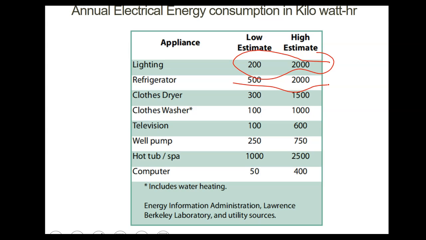Other appliances that consume a lot of energy are clothes dryers, washers, TV. Not anymore. Now TVs are made out of LED and they don't consume as much. Heat pumps or hot tubs and spas, but again, it depends on the frequency. How often do you use these? Computers also are no longer a factor in this equation.